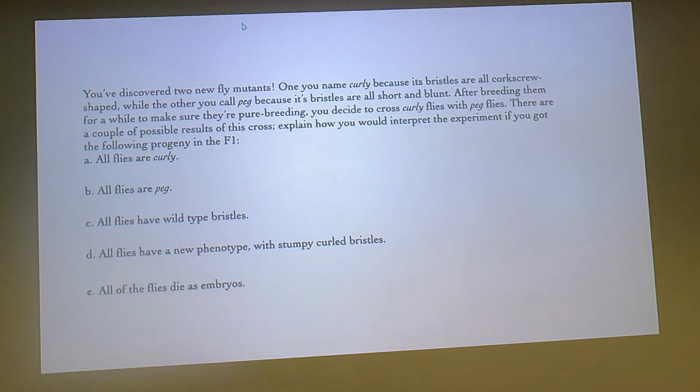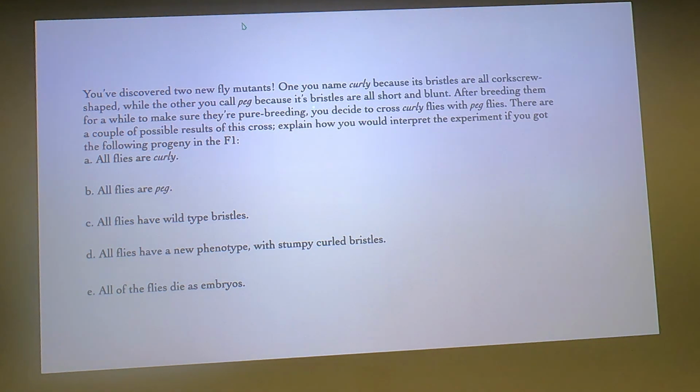Okay, now this problem is going to look a little bit familiar because it's what you're doing in the lab. So this is asking about the potential results of a complementation cross. So I'm saying, okay, we've got some fly mutants. One you named Curly because it's got curly bristles, so all of its bristles are nice and curly. And the other you call Peg because its bristles are all short and stumpy.